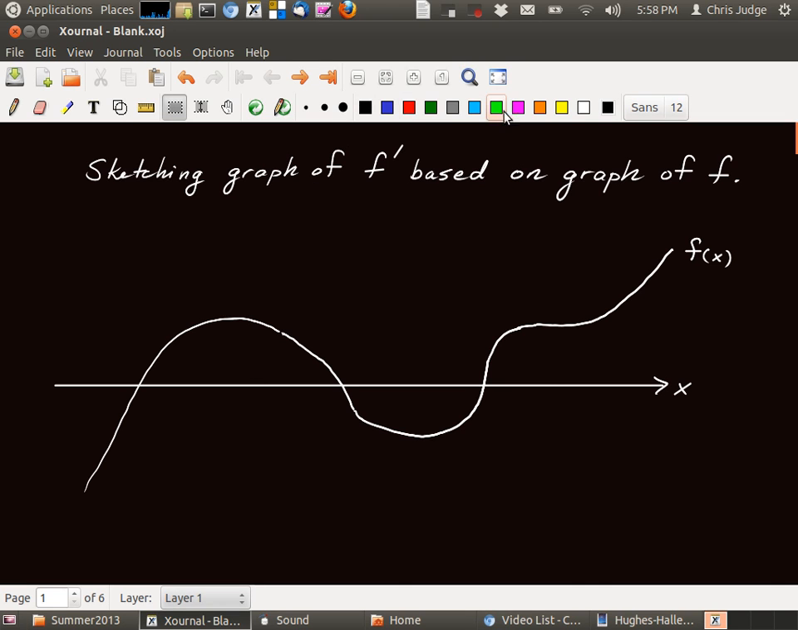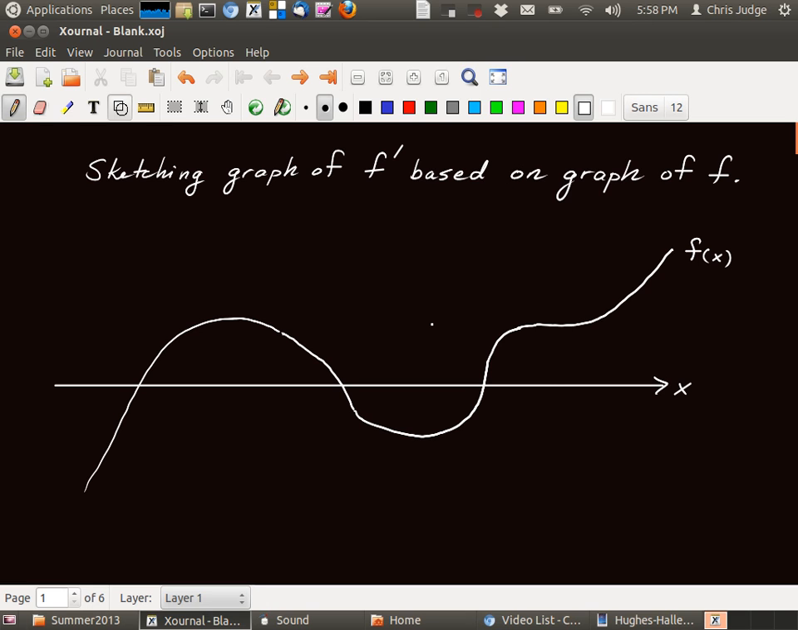In this video, we're going to discuss sketching the graph of the derivative of a function based on the graph of the original function f. So here, we want to sketch the derivative, not the original function. Here we have the original function given by f, and let's figure out what its derivative looks like.